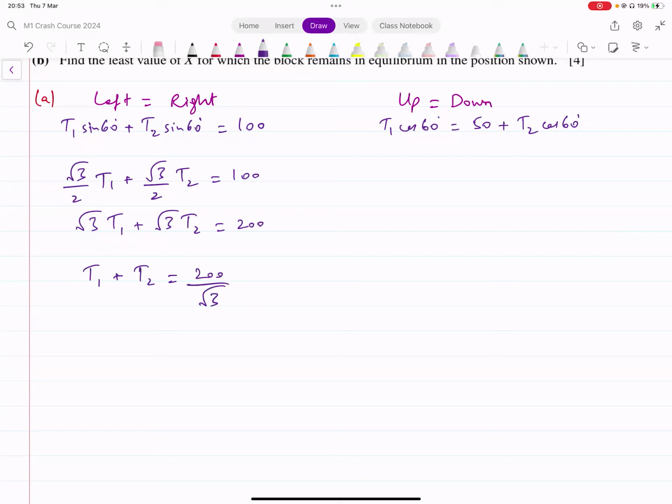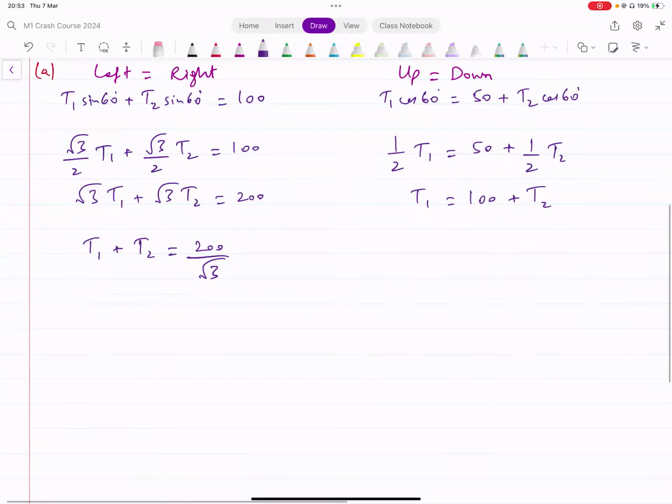Let's simplify the other one as well. T1 cos 60. Cos 60 is 1 over 2. So we have 1 over 2 T1 equals 50 plus cos 60 into T2. That's 1 over 2 times T2. Again, we can multiply the whole equation by 2 to get T1 equal to 100 plus T2. That's the other equation. Now we can just solve them simultaneously.